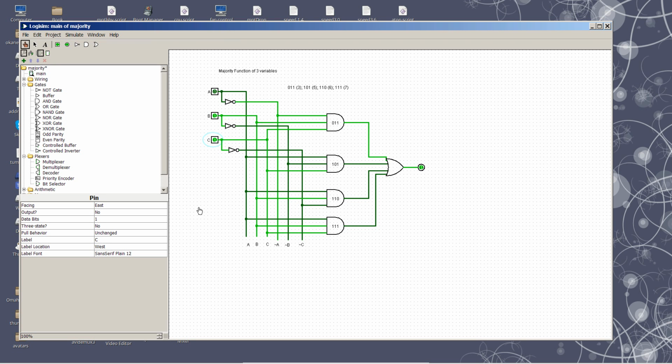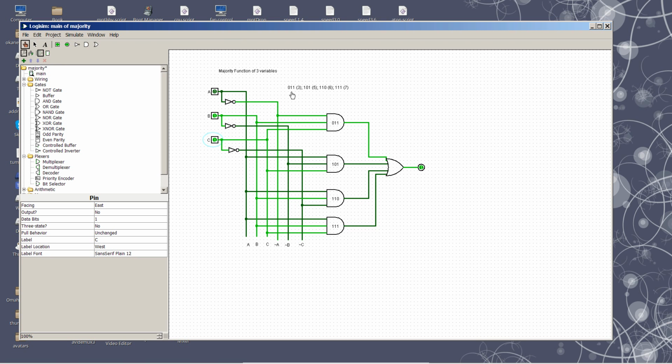The next circuit we look at is a majority function. This one is over three variables. The idea here is if the majority of the inputs, A, B, and C, are 1, the output will be 1. If it's a minority, the output will be 0. The majority cases are 0, 1, 1; 1, 0, 1; 1, 1, 0; and 1, 1, 1. If any of those occur, we want this to go to 1.